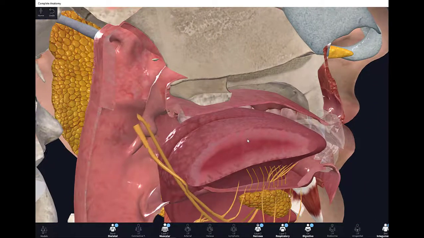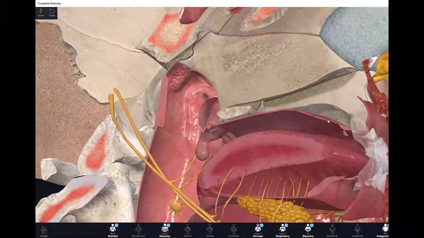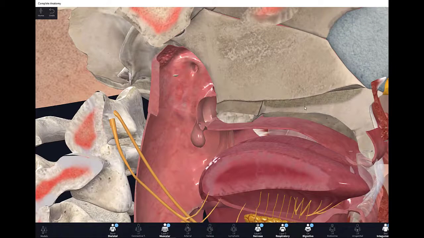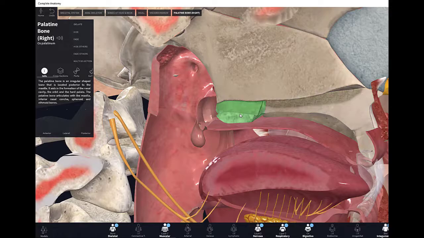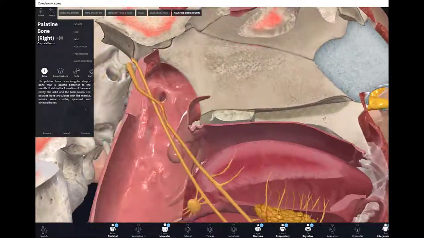The hard palate is going to be covered by this mucous membrane here, and the features contributing to the formation of the hard palate are going to be the palatine process of the maxilla and the horizontal plates of the palatine bones. There are 3 openings of the hard palate.